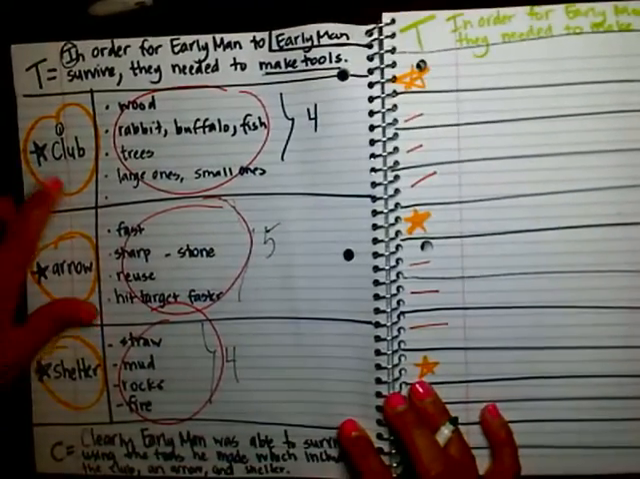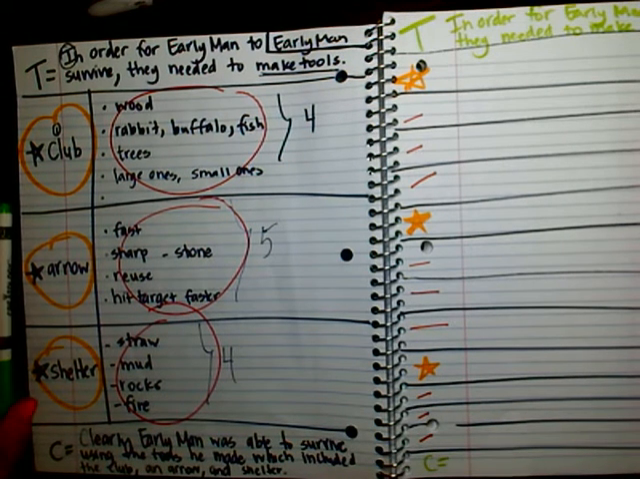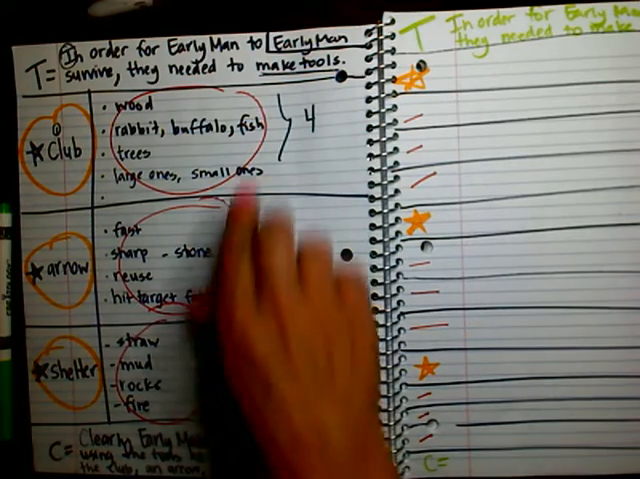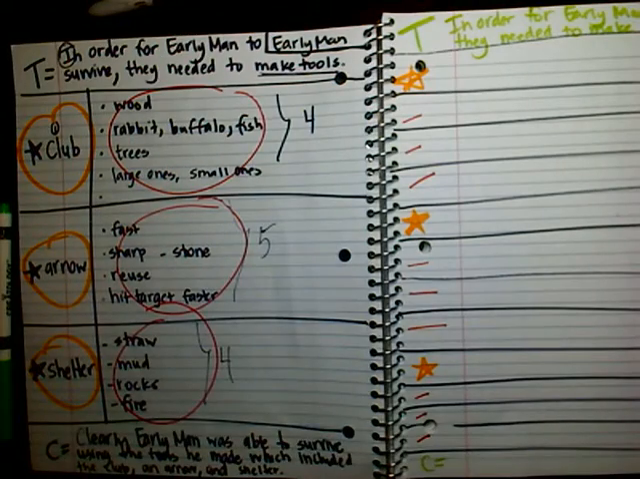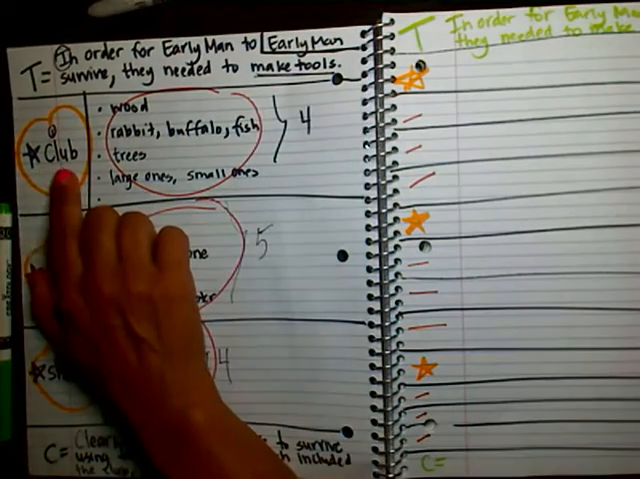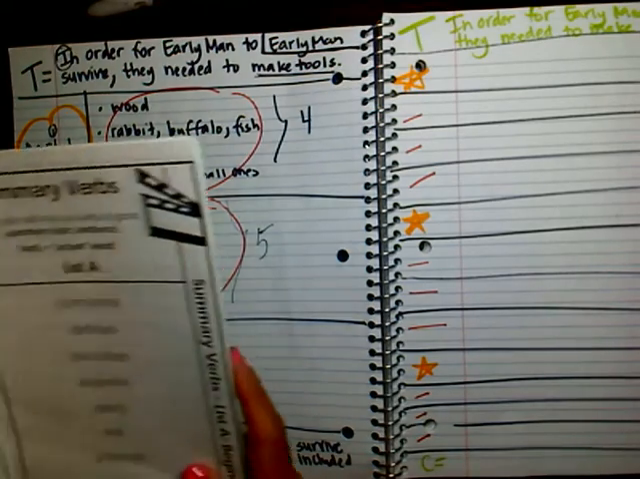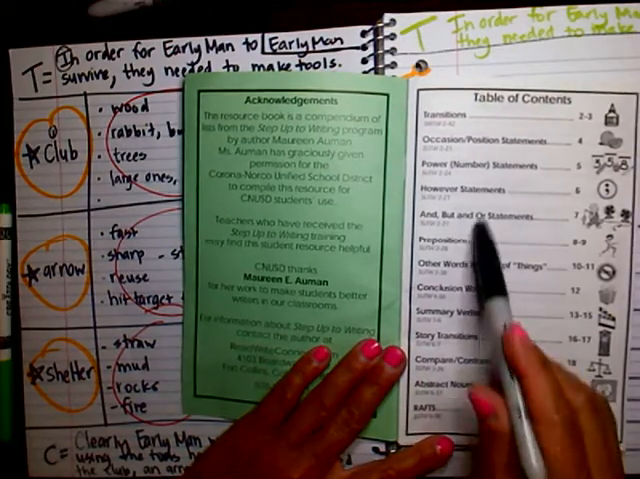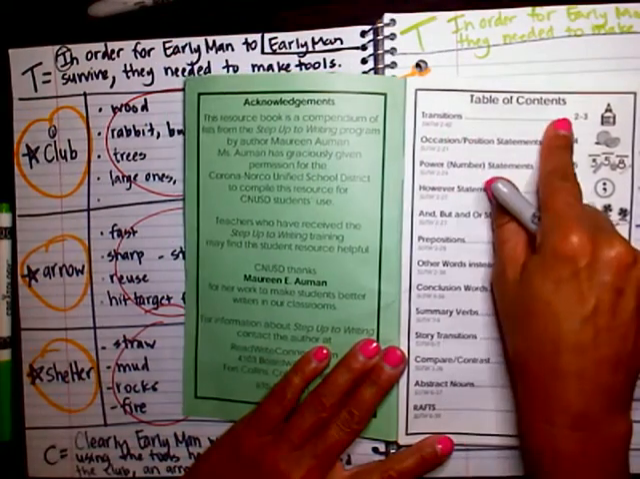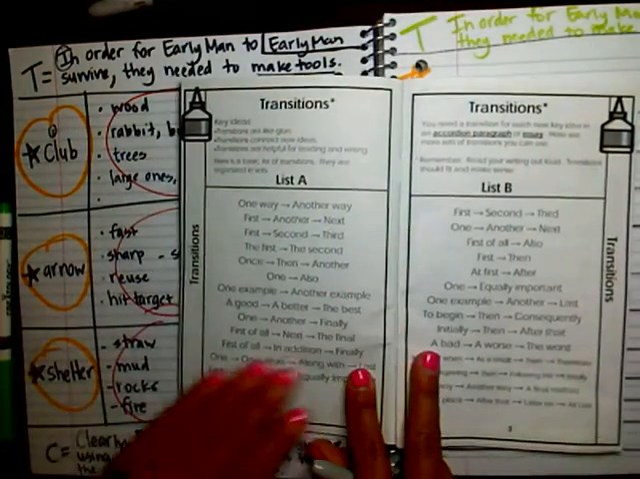All right, now this word club is not a sentence. It's not a sentence, so I can't just write club, okay? I gotta go back up here to my topic, which is early man, and remember he made tools, and one of the two tools that he made was a club. Now, again, I'm gonna go back to this. In the Step Up to Writing book, on page 2 and 3, there's a whole list of transition words that you can use, okay?